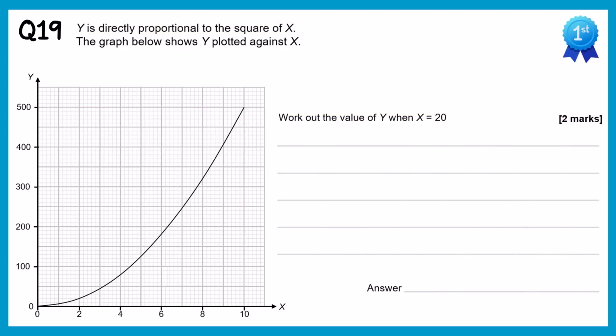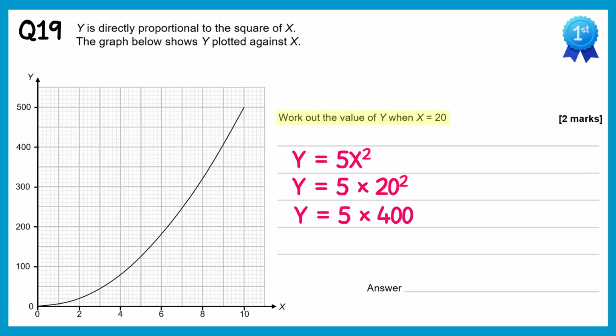In the second part of the question, we need to work out the value of y when x is 20. So we take the equation we just found, and we're just going to substitute x for 20. So y equals 5 times 20 squared. 20 squared is 400, so it's y equals 5 times 400, and 5 times 400 is 2000. So y equals 2000.